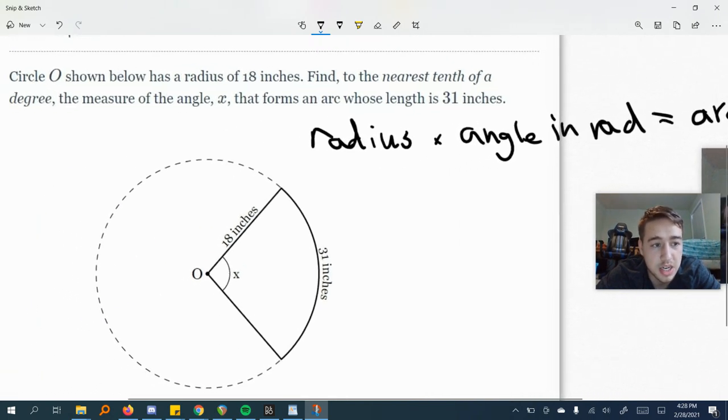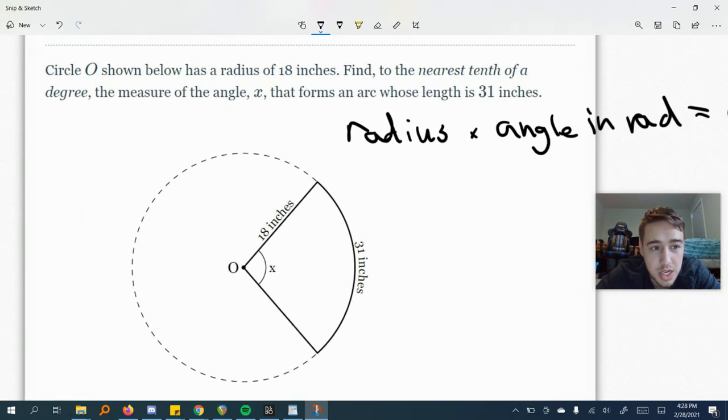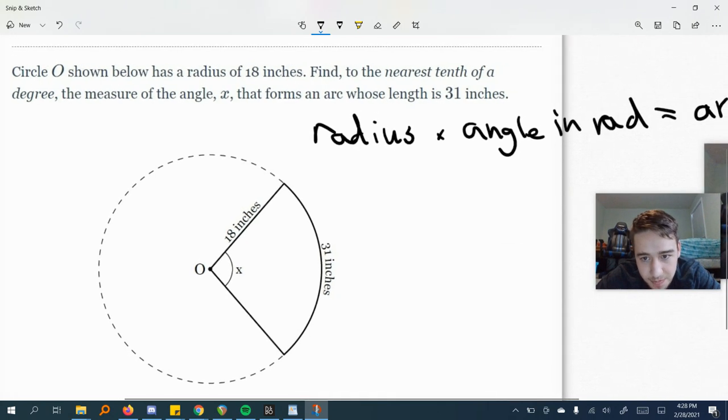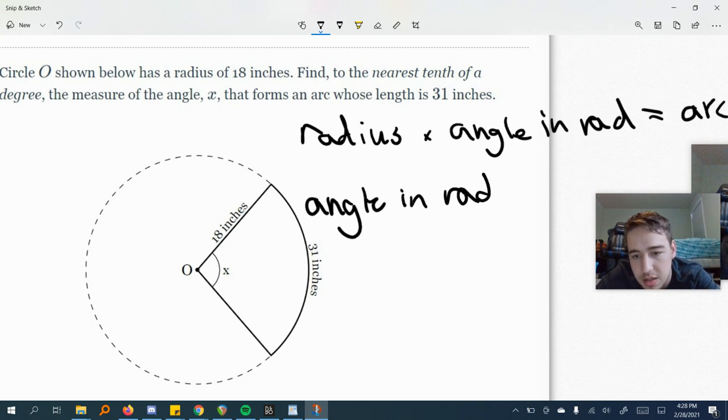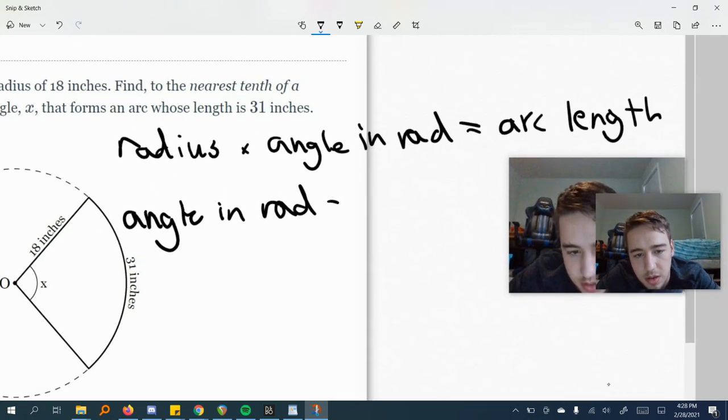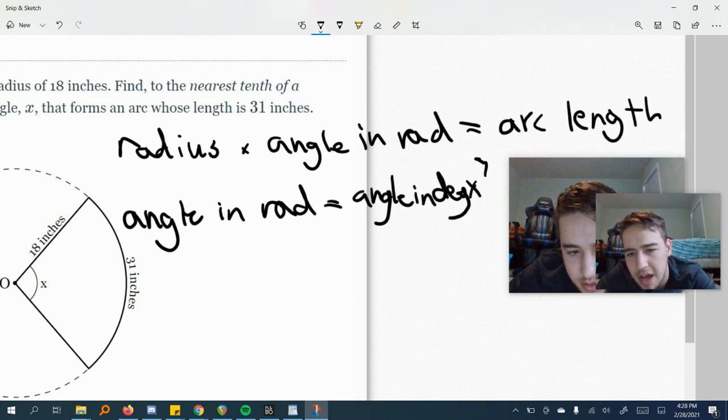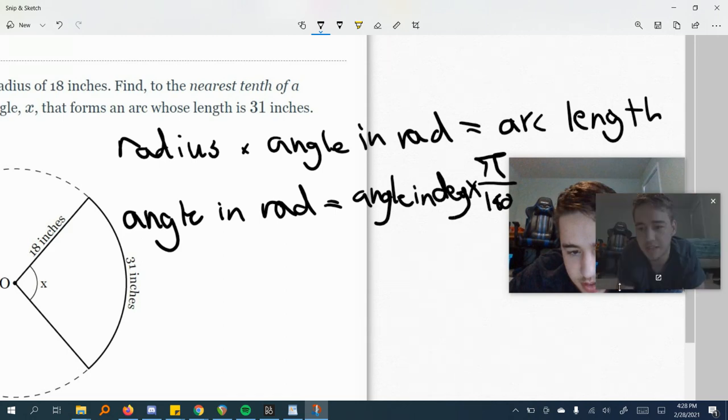So simply, we need to find the degree measure of the angle given the other two. We also need to show that angle in radians equals angle in degrees times pi over 180. The same deal is going to be true in reverse, but if you flip the fraction.